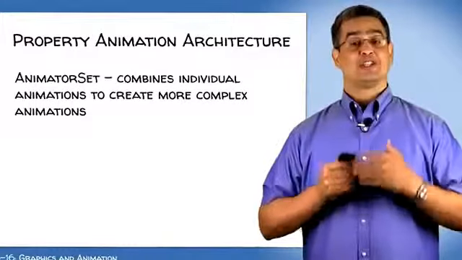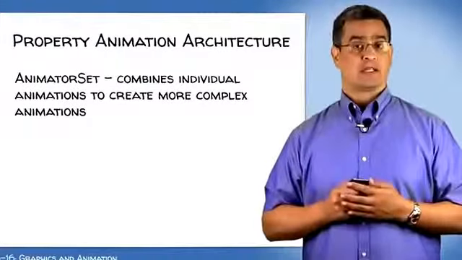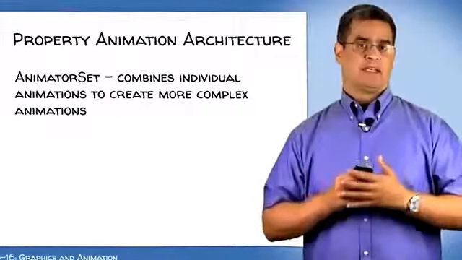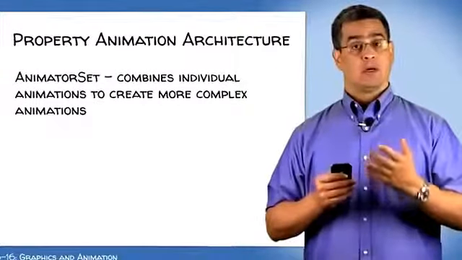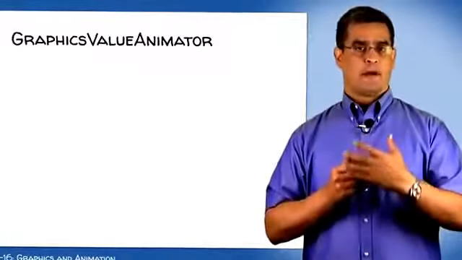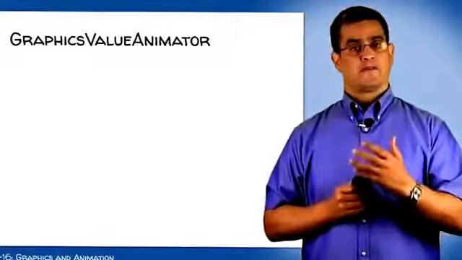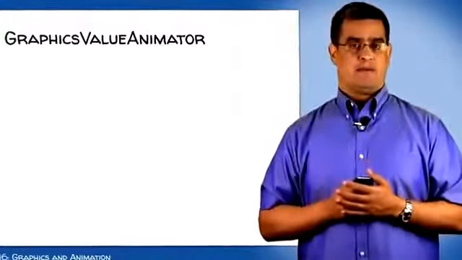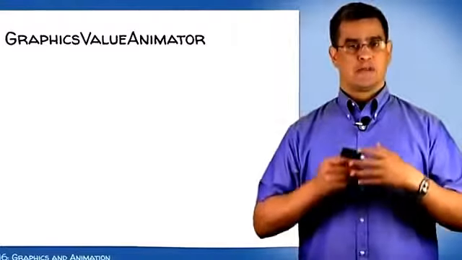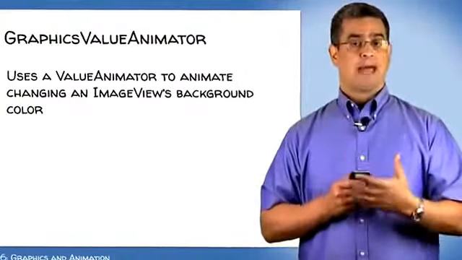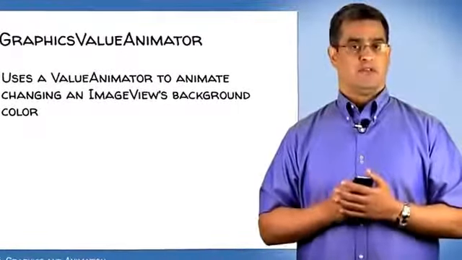This class allows you to combine animator objects, like the value animator we just discussed, into more complex animations. So let's look at some example applications that make use of property animation. The first of these applications is called Graphics Value Animator. And this application uses a value animator to animate a change in the background color of an image view.